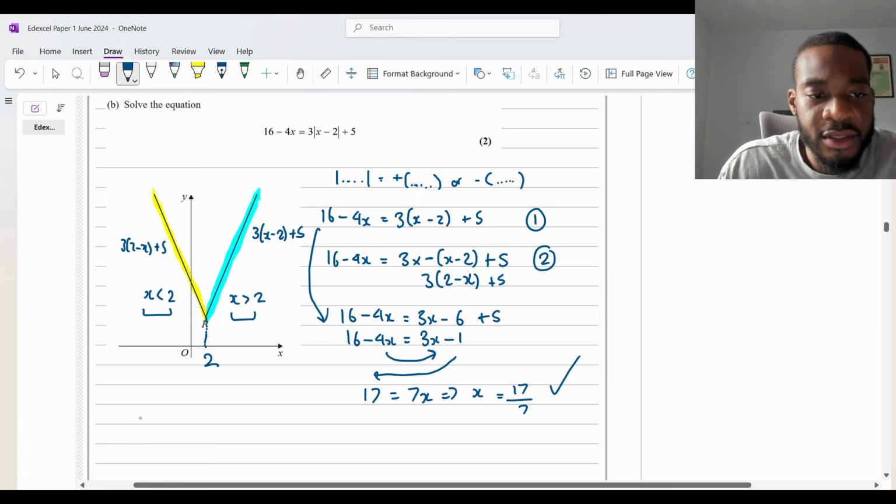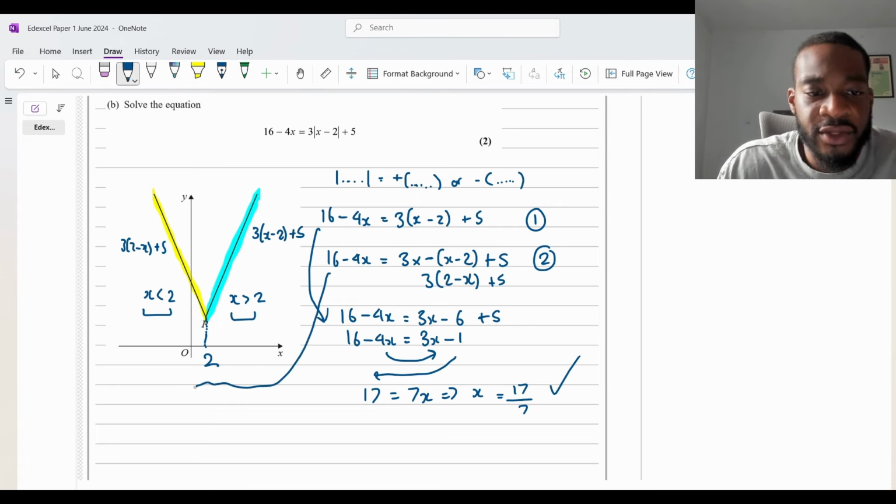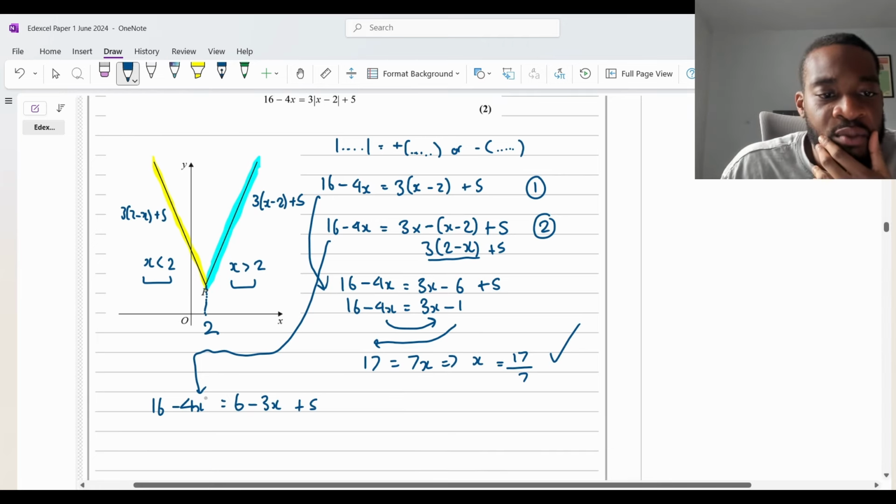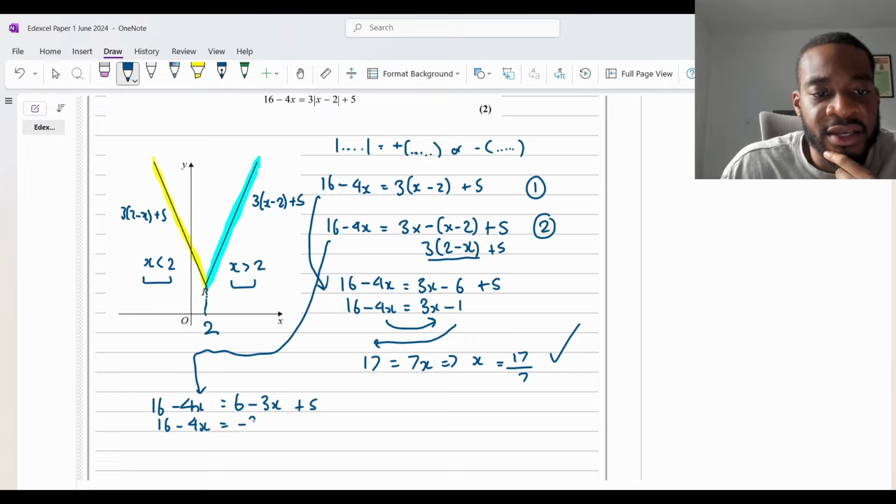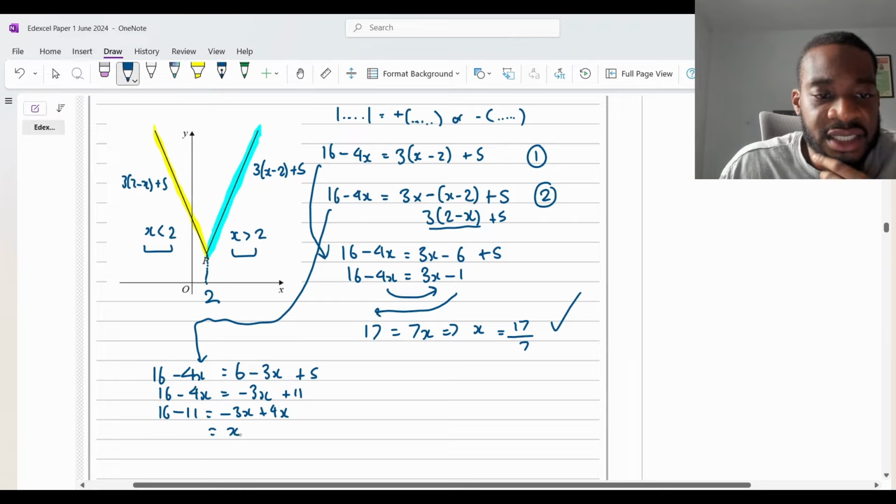Let's do the next one. So we're going to solve this one here. 16 minus 4x is equal to, now remember, we're dealing with this one. I'm going to expand that. 3 times 2 is 6, 3 times minus x is minus 3x, and then plus 5. Tidying that up, 16 minus 4x is going to equal minus 3x, 6 plus 5 is 11. So if I move the 11 to the left and minus 4x to the right, I'm going to have 16 minus 11 equals minus 3x plus 4x. There's an x on that side. 16 take away 11 is 5. So therefore, x is equal to 5.